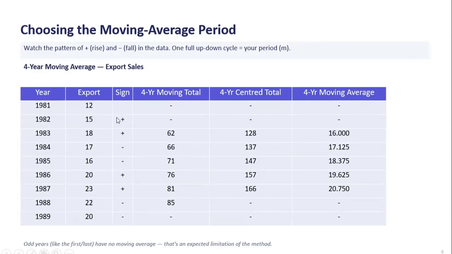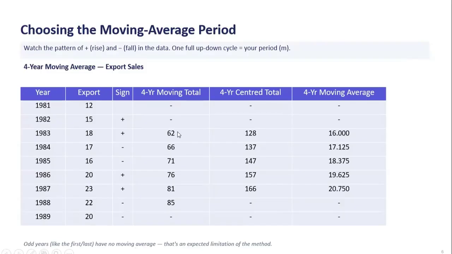Looking at the plus, how do you put the plus sign? 15 is greater than 12, so plus. 18 is greater than 15, so plus. 17 is less than 18, so minus. Like that, you put the plus minus sign, and when you look at the plus and minus pattern in the data, you notice that one complete cycle repeats every 4 years. Therefore, we use 4-year moving average.